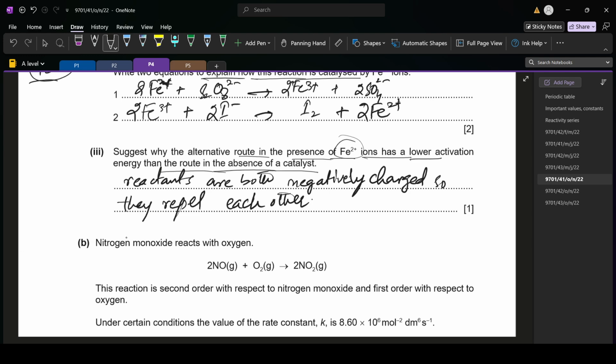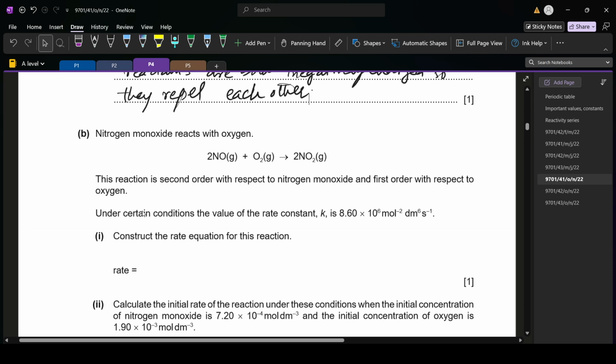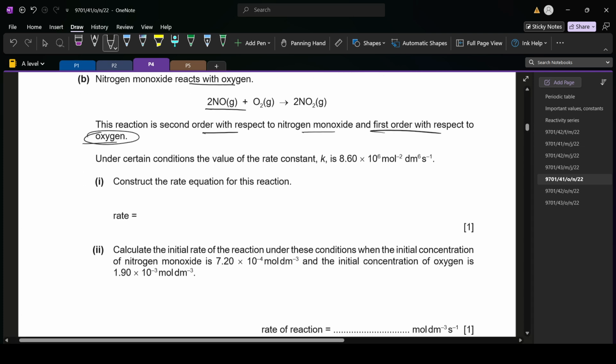Okay, moving towards the next part. Nitrogen monoxide reacts with oxygen. This reaction is second order with respect to nitrogen monoxide and first order with respect to oxygen. Under certain conditions, the value of rate constant k is 8.6 × 10^6. Construct the rate equation for this reaction.